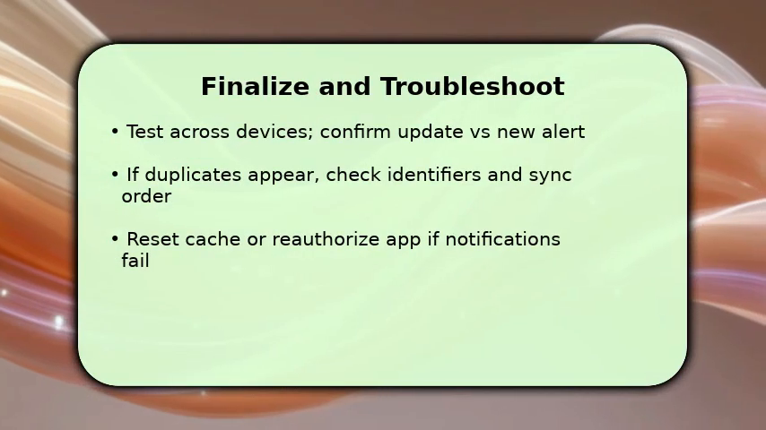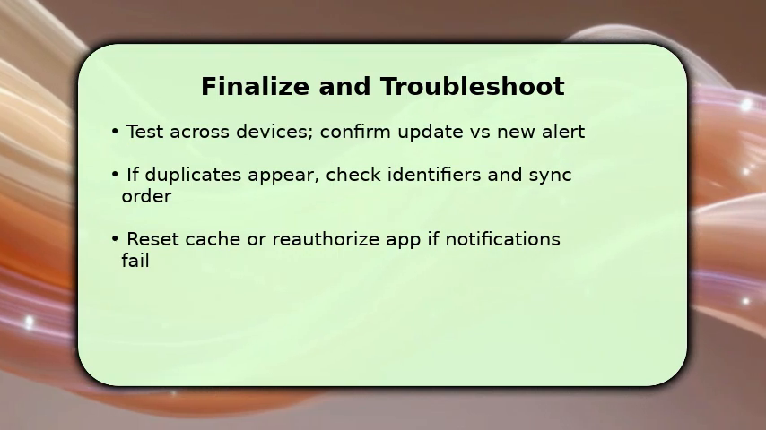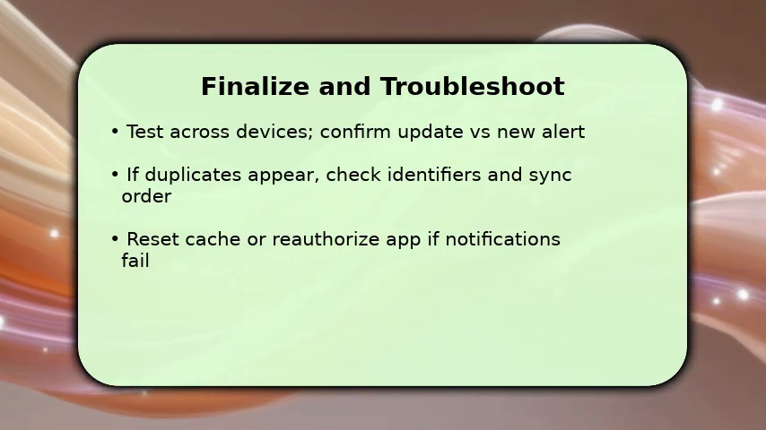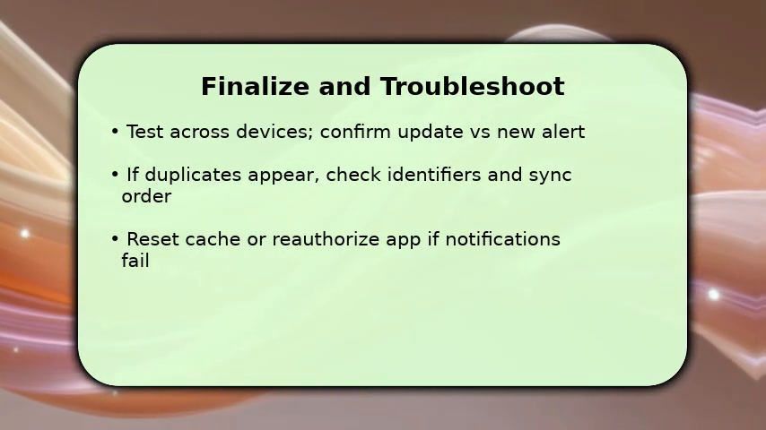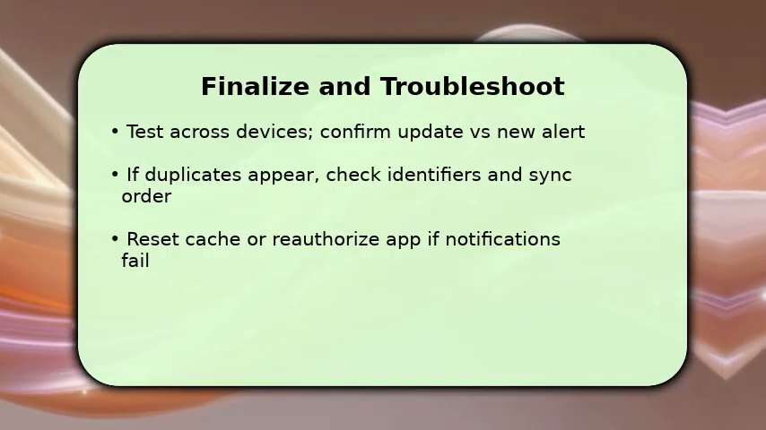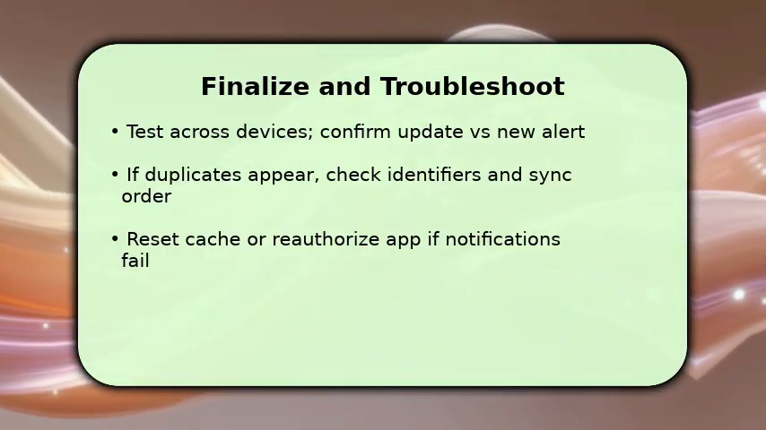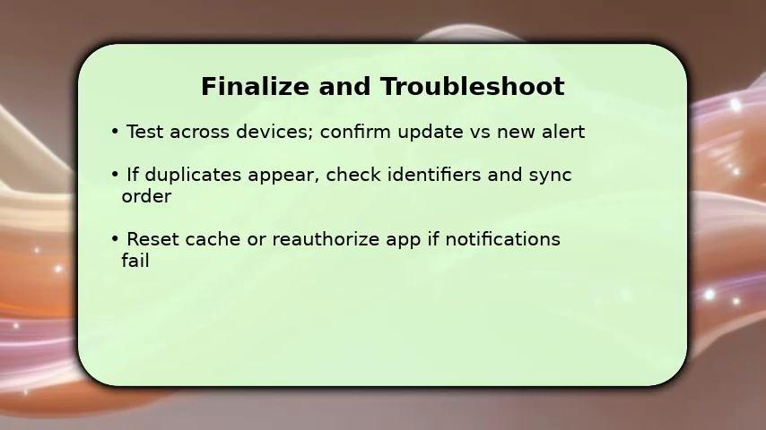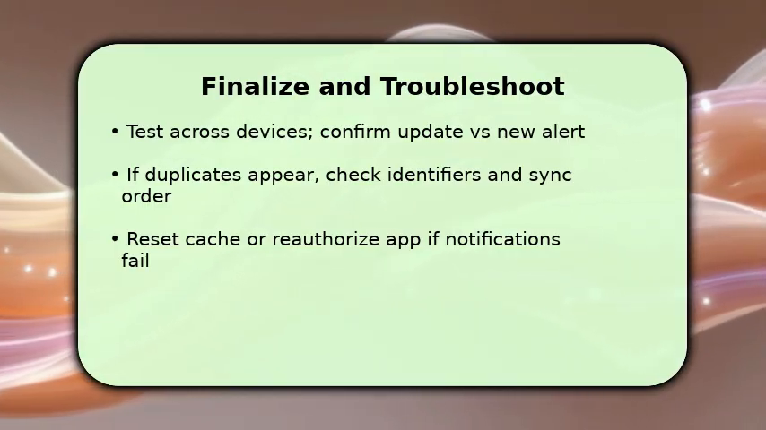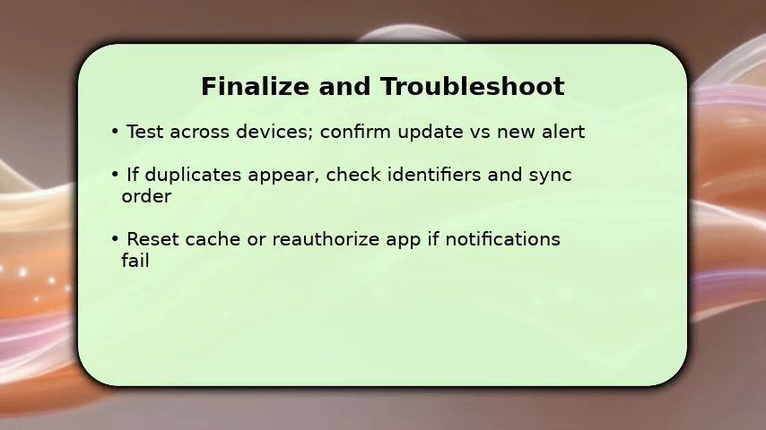You finish by testing. Trigger the event and watch every device to confirm it updates the same notification instead of spawning new ones. If you see duplicates, make sure identifiers match exactly and that sync timing isn't creating race conditions. Adjusting order or adding a short debounce can help.